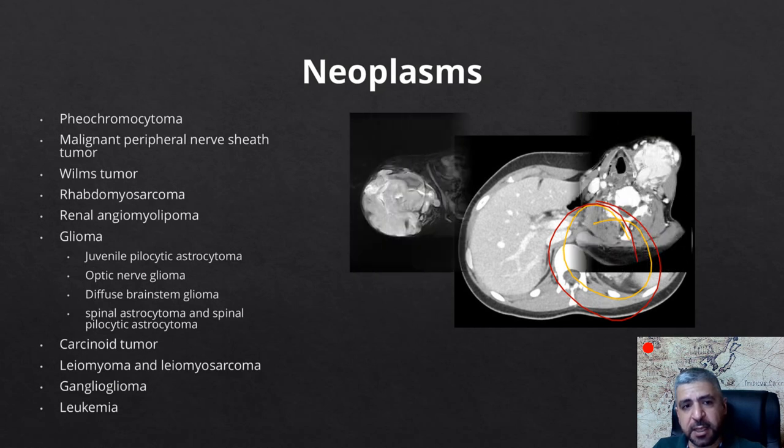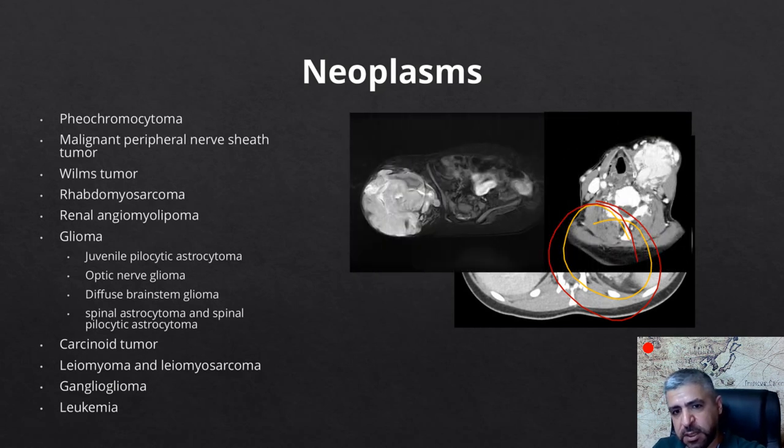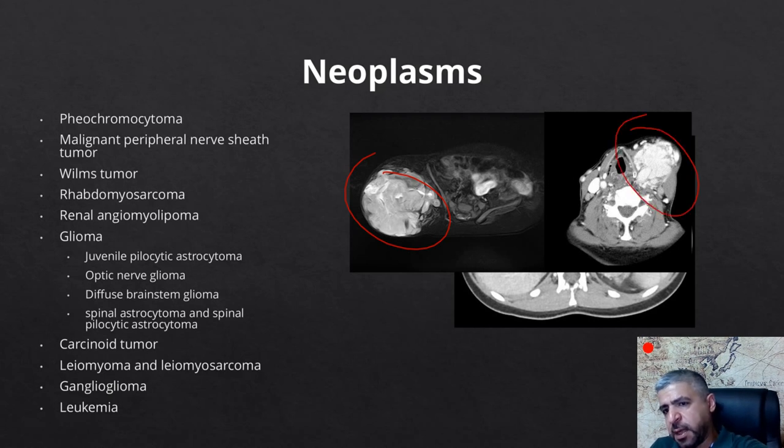Also, malignant peripheral nerve sheath tumors. You can see there are nerve sheath tumors that are peripheral and malignant in nature. By imaging, you can see they are enhancing, invading, destructing, and extending along different areas or compartments of the body. For example, here in the gluteal region and here in the neck, they are malignant nerve sheath tumors.